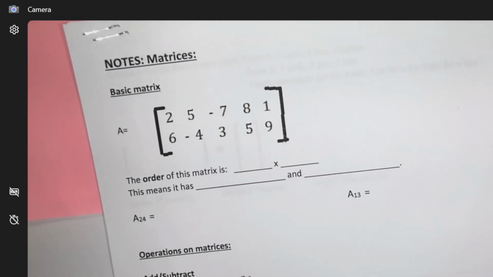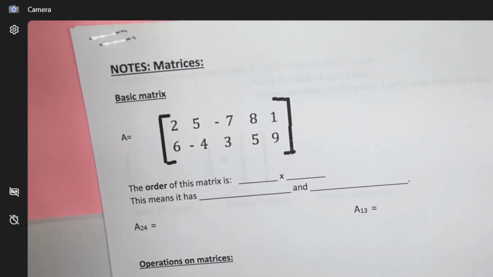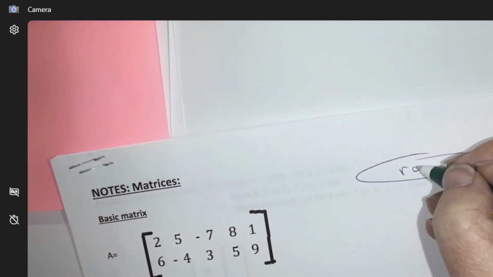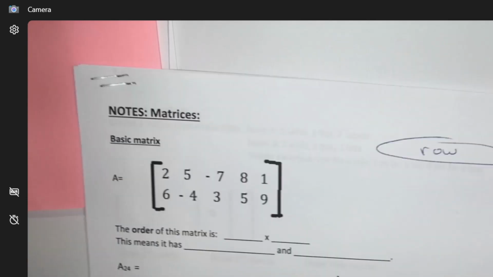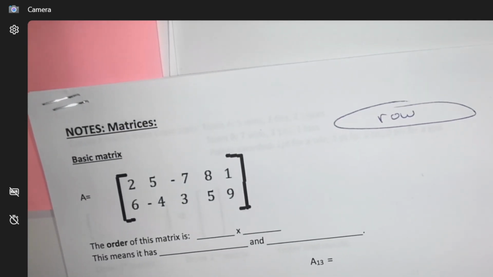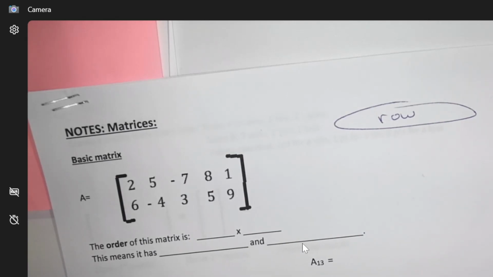Okay, matrices. So this is a matrix, and how it works is we have to talk about rows and columns. So first of all, do you understand what a row is and what a column is? A row is like that, and a column is like that, right? So we always measure matrices like this.